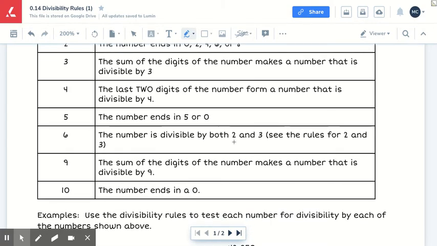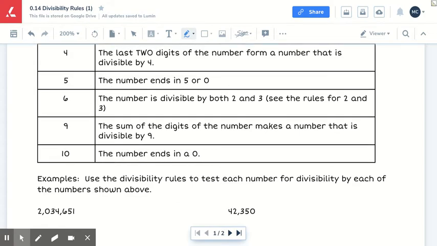It's divisible by 9 using kind of the same rules as for 3. So if the sum of the digits of the number makes a number that is divisible by 9, then the entire number is divisible by 9. And for 10, if the number ends in a 0, then it's divisible by 10.